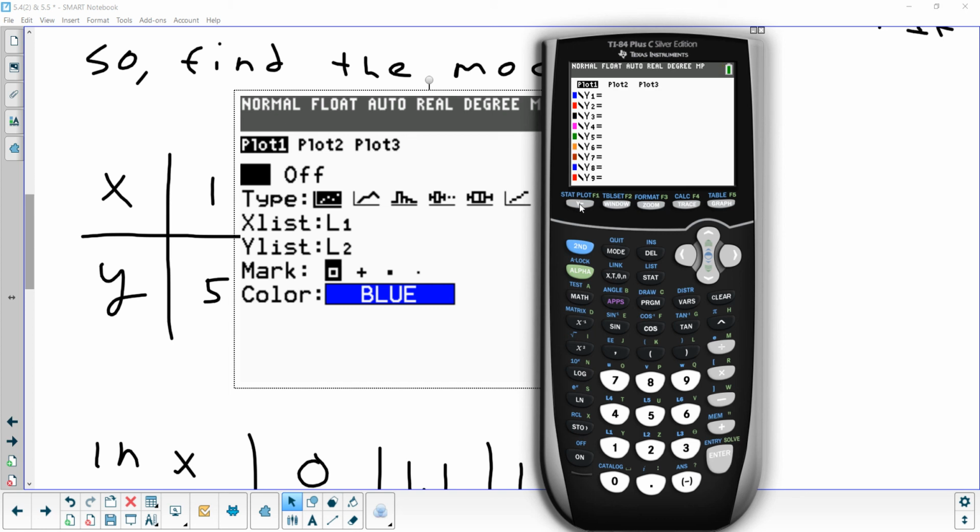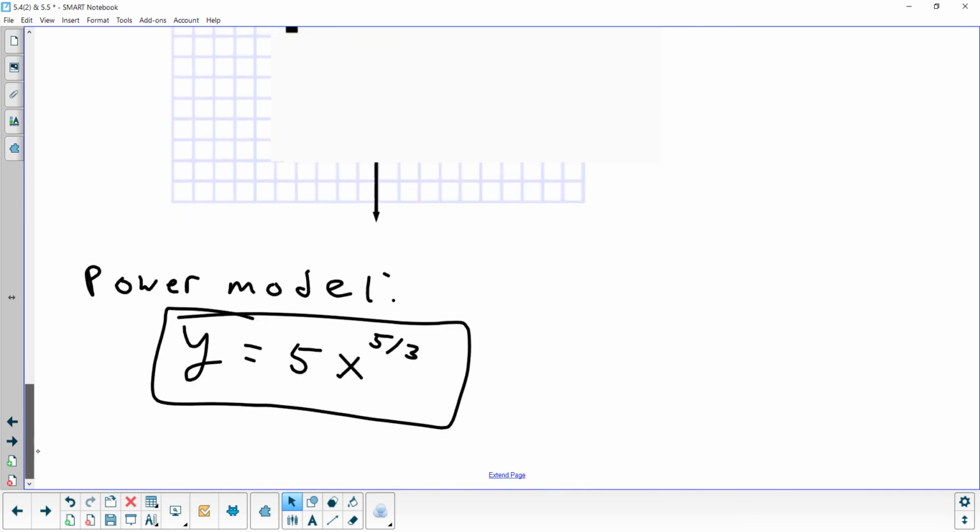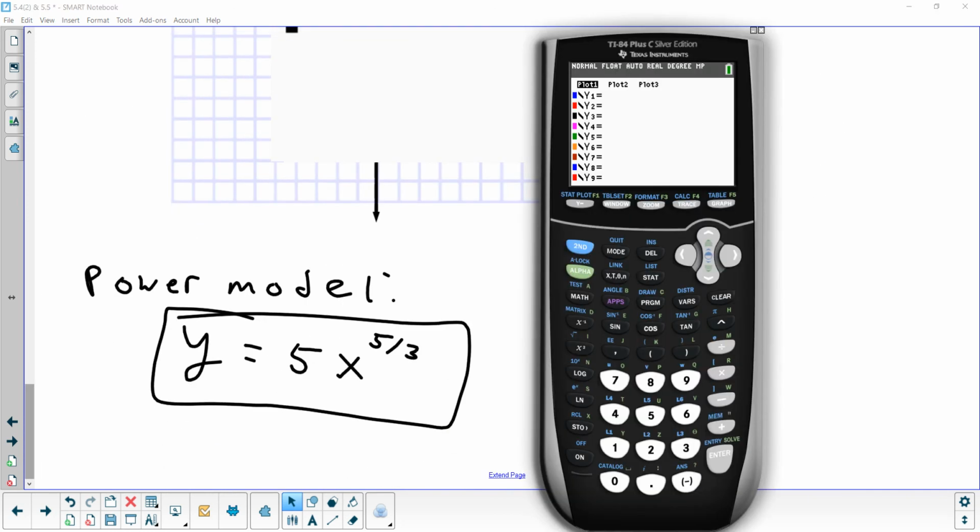So all I did on the y equals screen was I went up to plot 1 and I turned it on. And if I hit graph, I can see those points that we typed in now. And now I'm going to type in the equation we just found. 5 times x to the 5/3? Yep, 5x to the 5/3. This is purely just to see how good the curve looks. That's all I'm checking. 5x to the 5/3. Looks pretty good. So that's a curve that models that data.